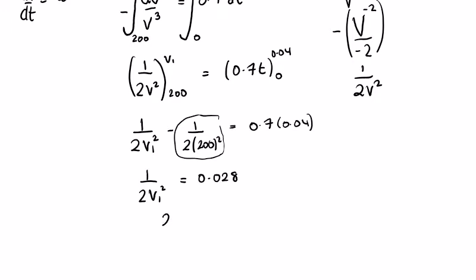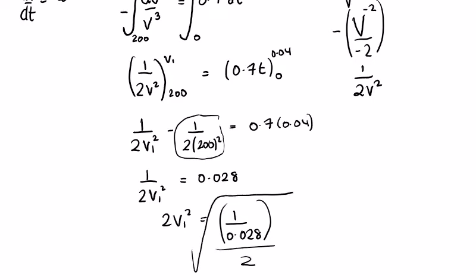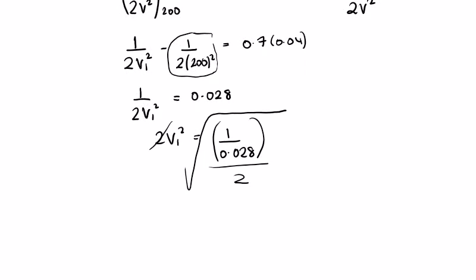0.028. So 2v1 squared is equal to 1 over 0.028. And if I divide that whole thing by 2 and get the square root of it, I'm going to get my v1. So v1 is equal to 4.23 decimals 225 ms to the minus 1. So that's v1.